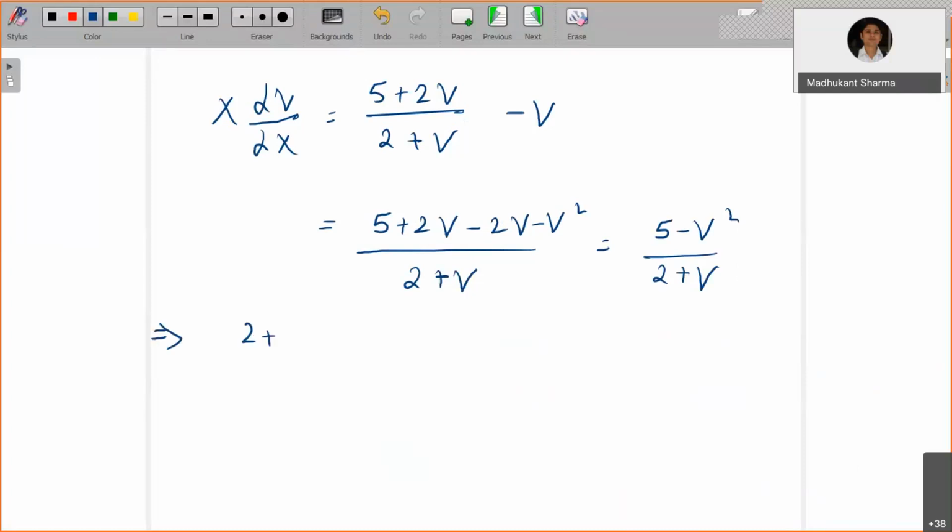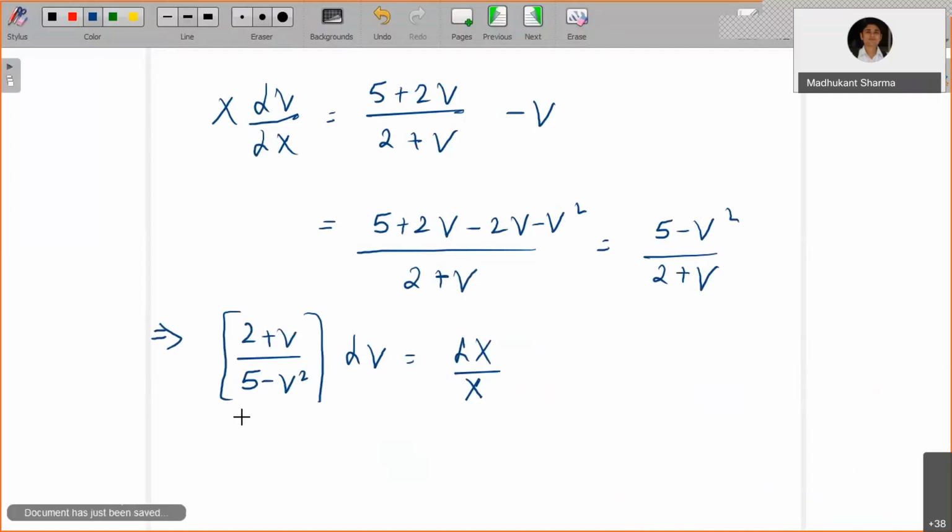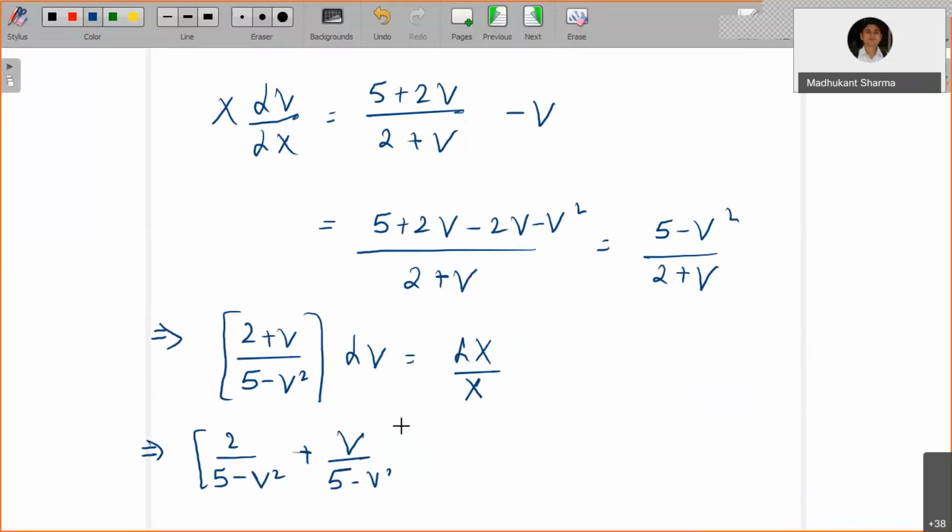Right? So now you can use variable separable method. So this implies 2 plus v by 5 minus v square dv is equals to dx by x. I hope you are with me. Arrange function of v with dv and function of x with dx. Okay, now you know how to solve this equation. So how to integrate this now? You have to write this as 2 divided by 5 minus v square plus v divided by 5 minus v square dv is equals to dx by x.